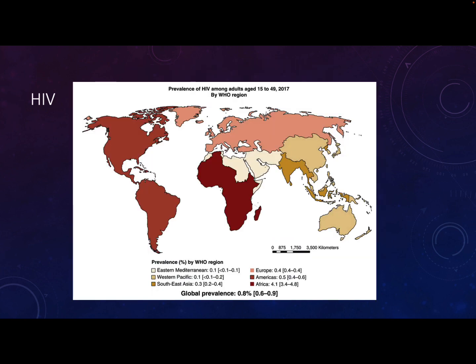So in terms of the epidemiology, this is the prevalence of HIV in adults by World Health Organization region. The highest rate is, of course, in sub-Saharan Africa, and then in the Americas. And they group North and South America together. But if you look at the numbers, the prevalence in Africa is 4.1, the prevalence in the Americas is 0.4, or 0.5, excuse me. So it's orders of magnitude less common, less prevalent in other parts of the world.